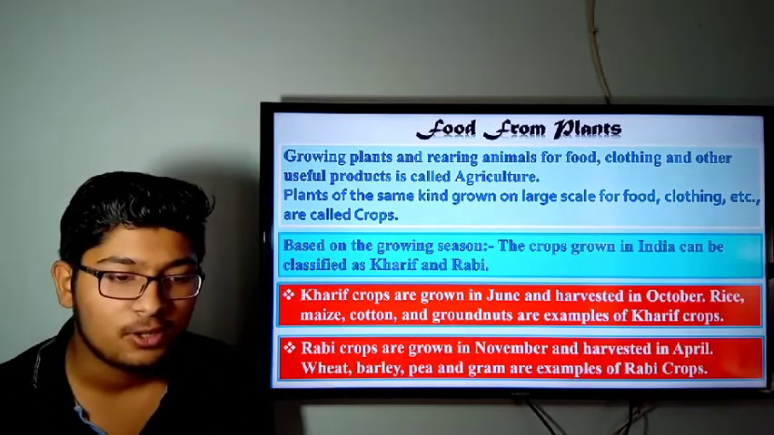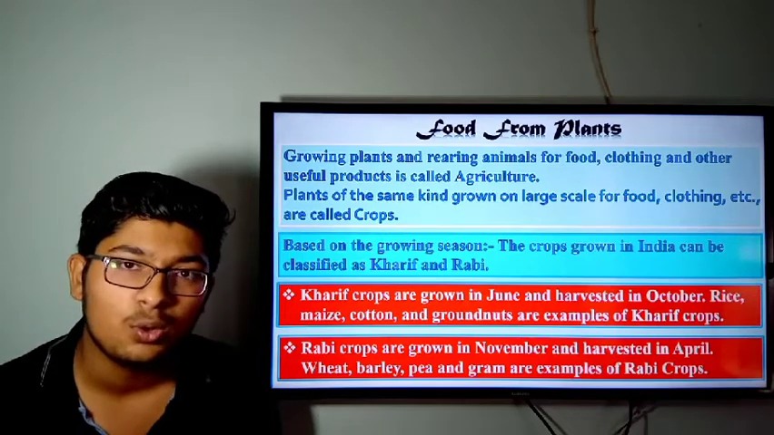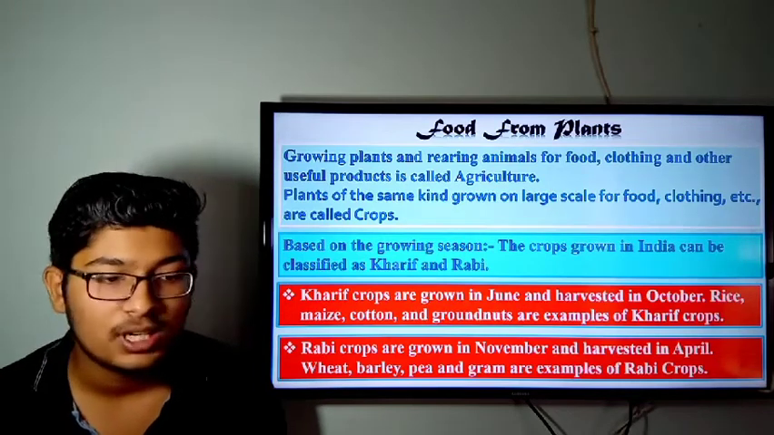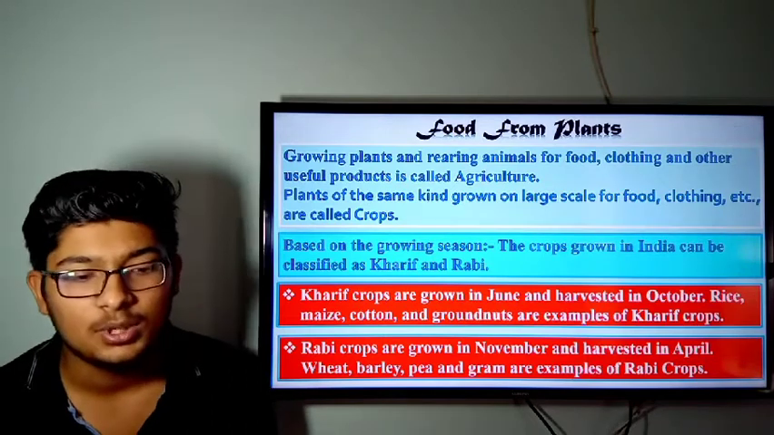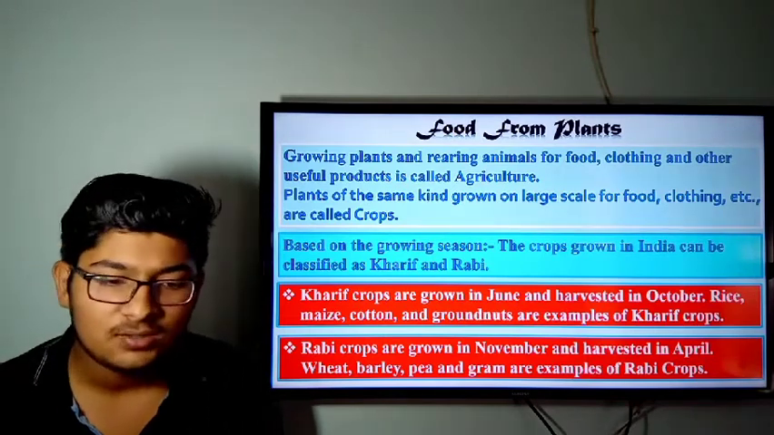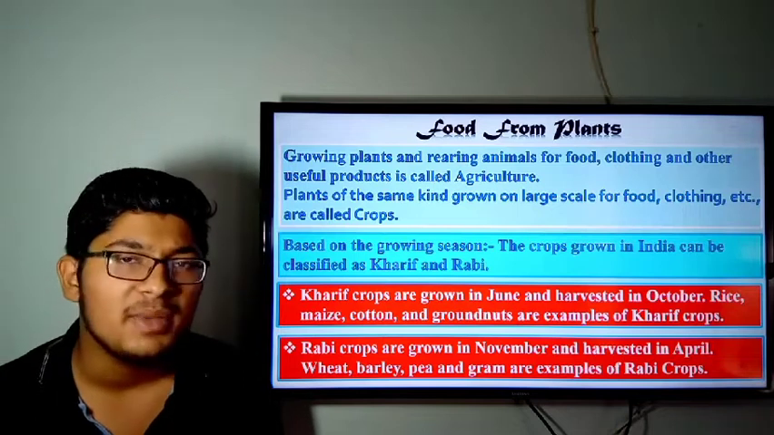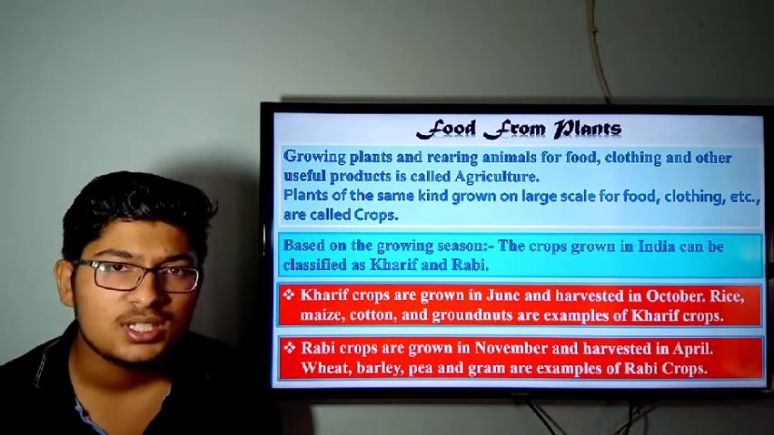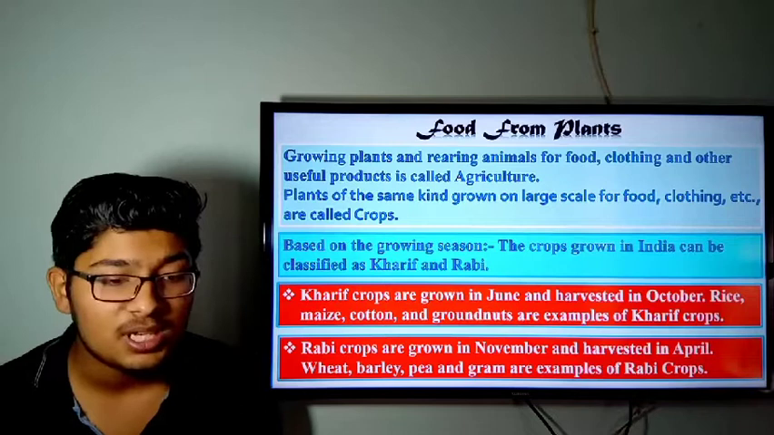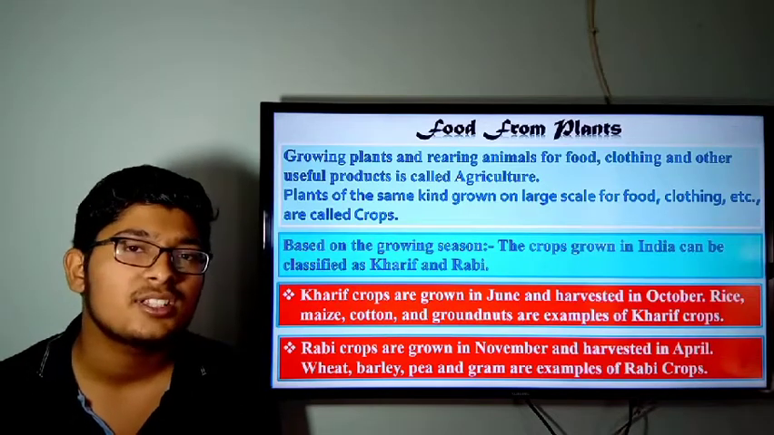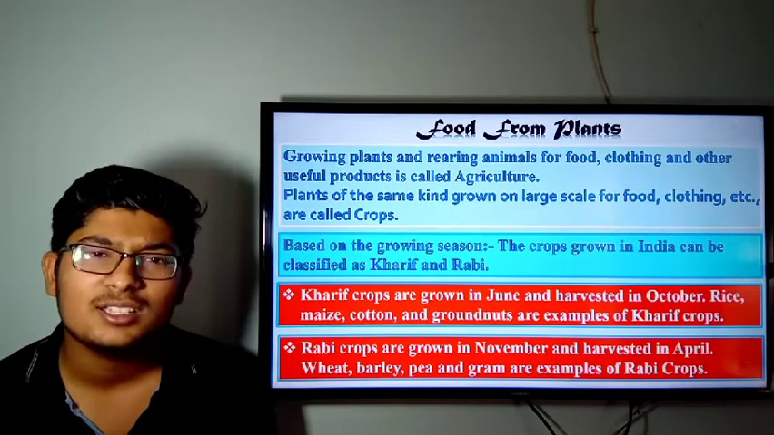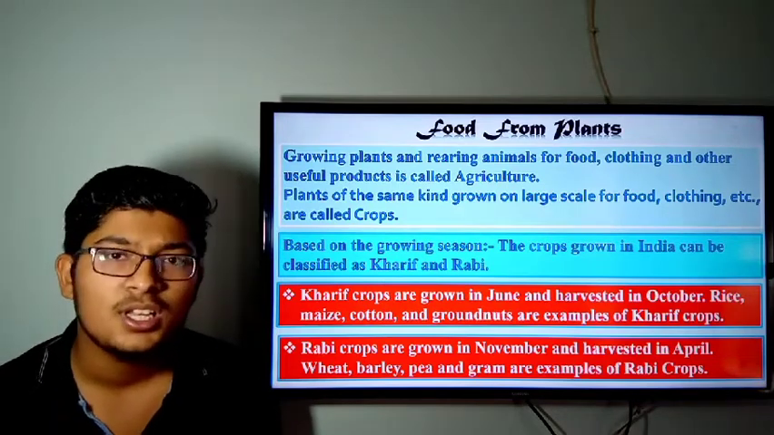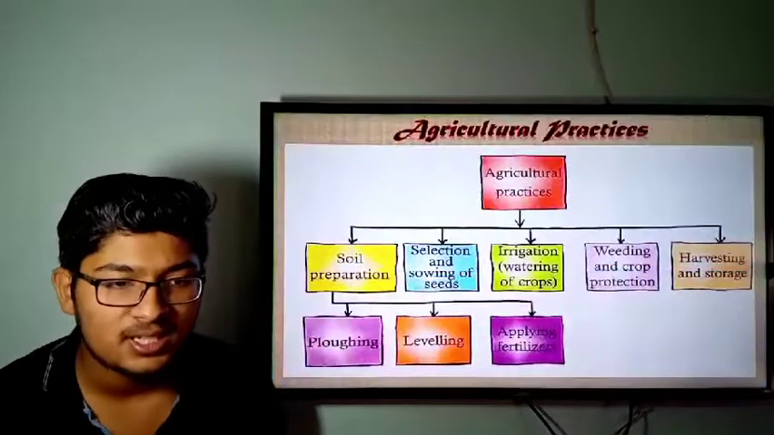So what are Kharif crops and when are they grown and harvested? The Kharif crops are grown in June and harvested in October. Some examples of the Kharif crops are rice, maize, cotton and groundnuts. Rabi crops are grown in November and harvested in April. Wheat, barley, pea and gram are the examples of Rabi crops. So now let's proceed with the next slide.